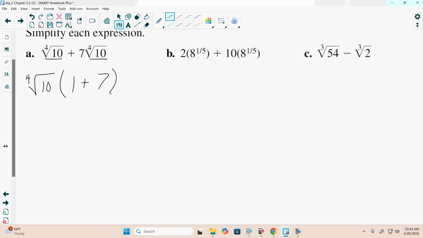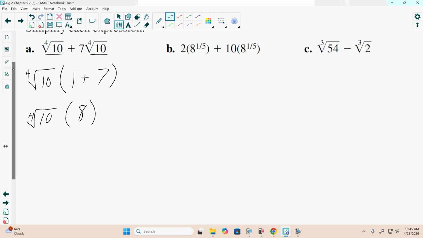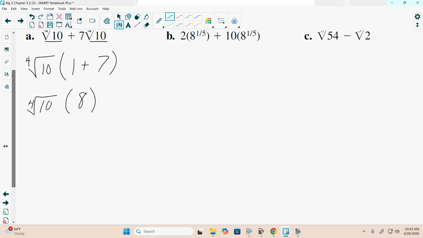And at this point, we have the fourth root of 10 still. But 1 plus 7 is 8. Leaving us with the fourth root of 10 times 8, or really 8 times the fourth root of 10. And we can do this by greatest common factor, but we don't have to do it using greatest common factor.